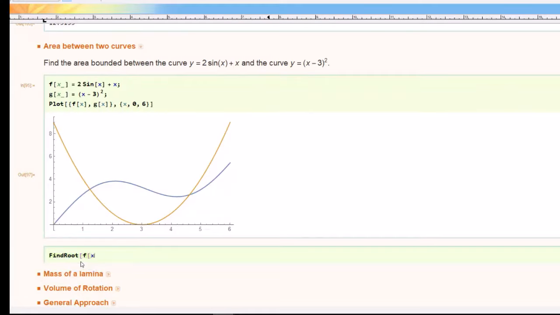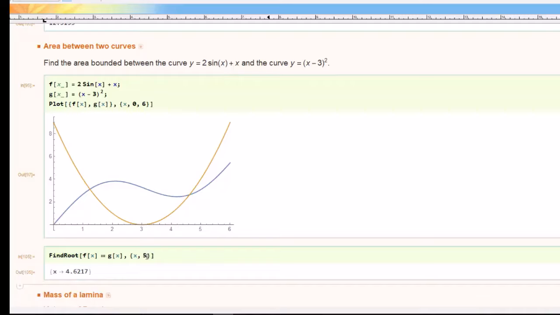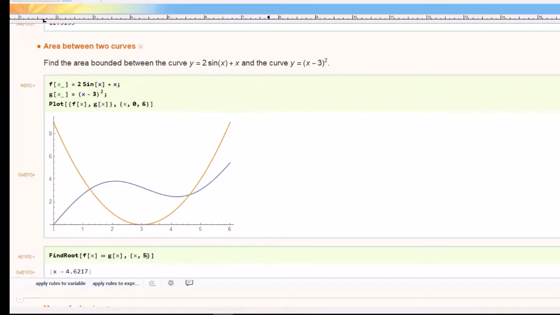I want to find out when my two functions are equal, making sure that I use the double equal sign. And then my variable is x. And I have to give my algorithm a starting point for this numerical technique. Now I could do a starting point of 1 and find my first intersection point, or a starting point of 5, which might find my second intersection point.